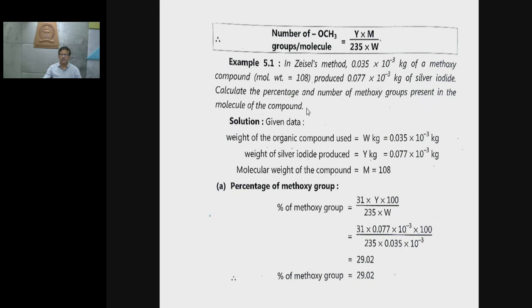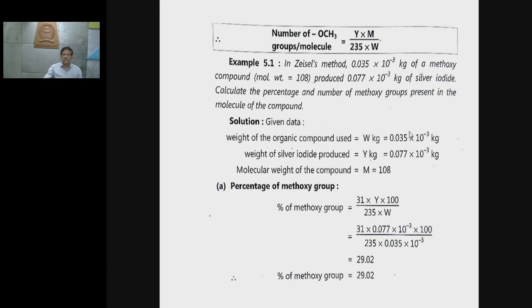So from these three values we can calculate the number of methoxy groups per molecule in Zeisel's method. So there is one example. In Zeisel's method, 0.035 into 10 raised to minus 3 kg of a methoxy compound whose molecular weight is 108 produced 0.077 into 10 raised to minus 3 kg of silver iodide. Calculate the percentage and number of methoxy groups present in the molecule of the compound.